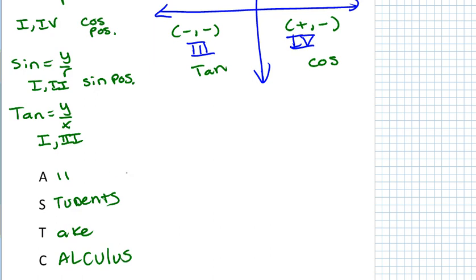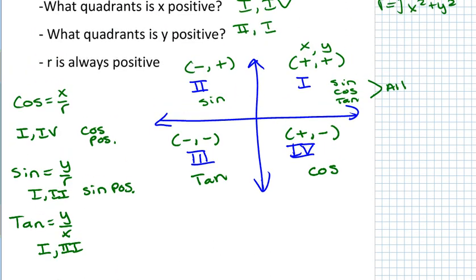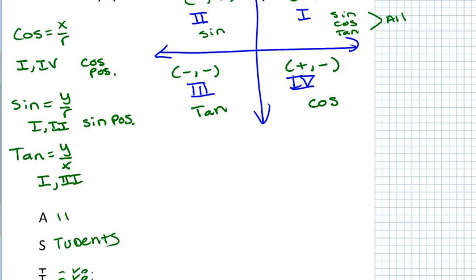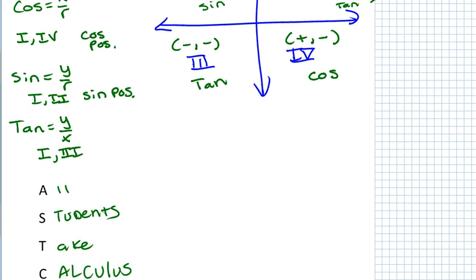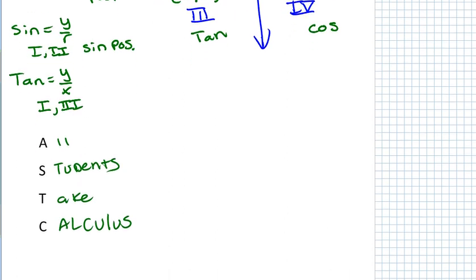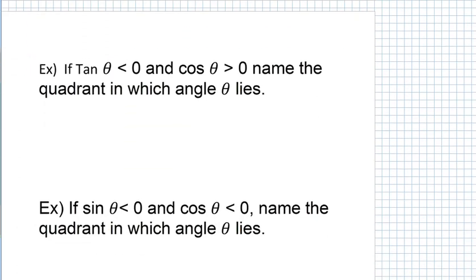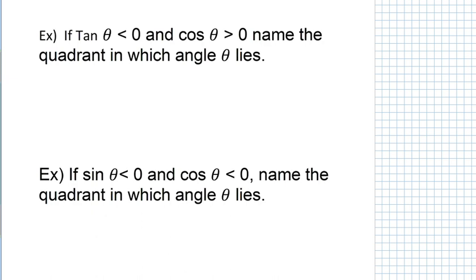All trig functions, sine, cosine, tangent, are positive in the first quadrant. The sine is positive in the second. That's where the students take. It means tangent's positive in the third quadrant. And calculus, cosine's positive in the fourth quadrant. How does this help us? Well, it helps us for this problem here.